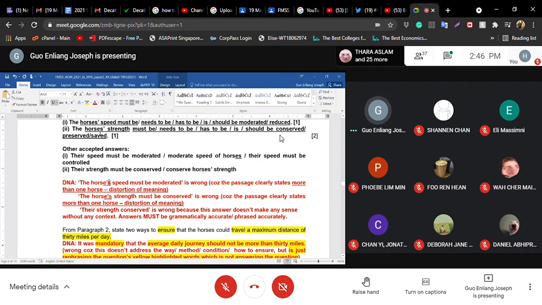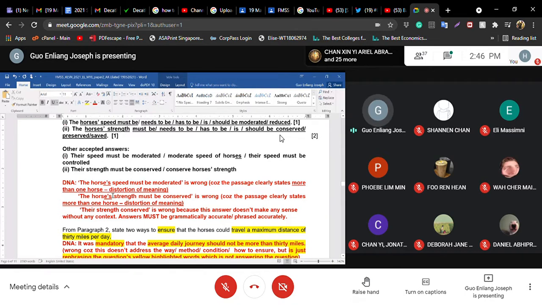Now, it's obvious that there's more than one horse, so the apostrophe must come after the S. If the apostrophe comes before the S, it means that there's only one horse, a singular horse, which means there is a distortion of meaning. The passage clearly states more than one horse. So a distortion of meaning means that the answer will be marked as wrong.